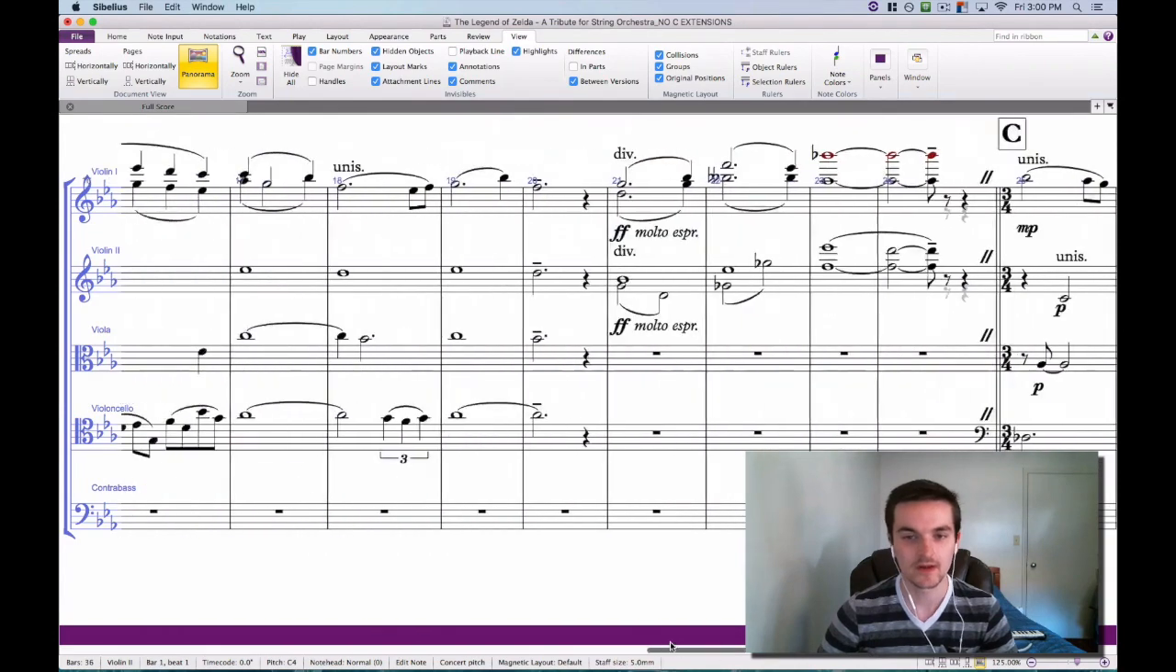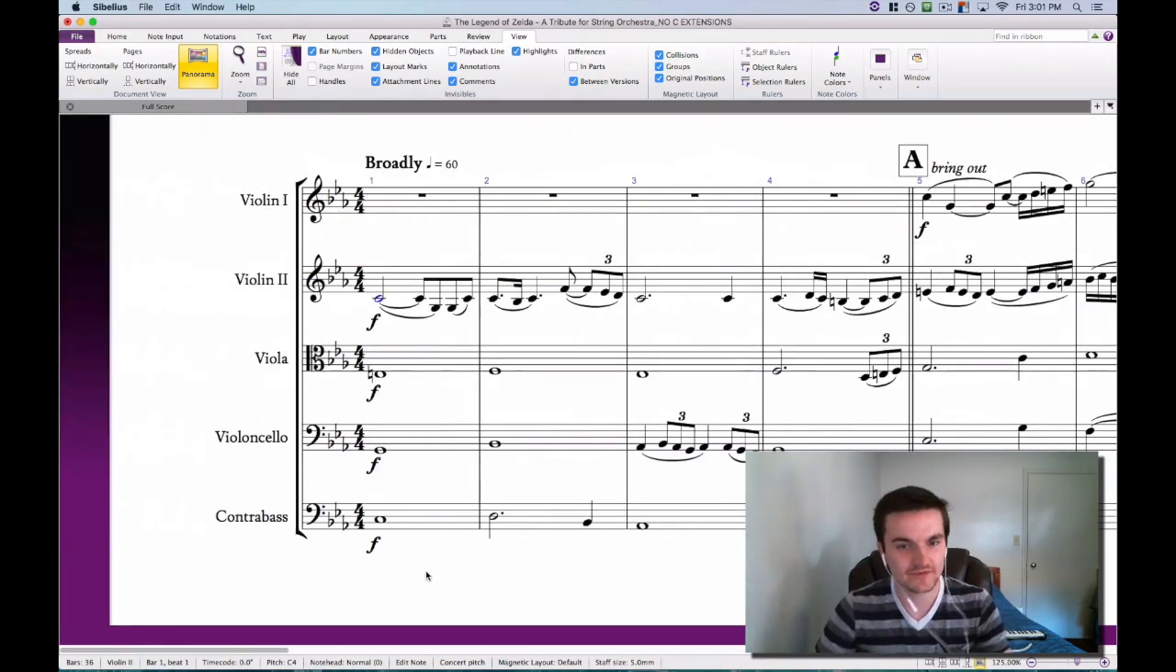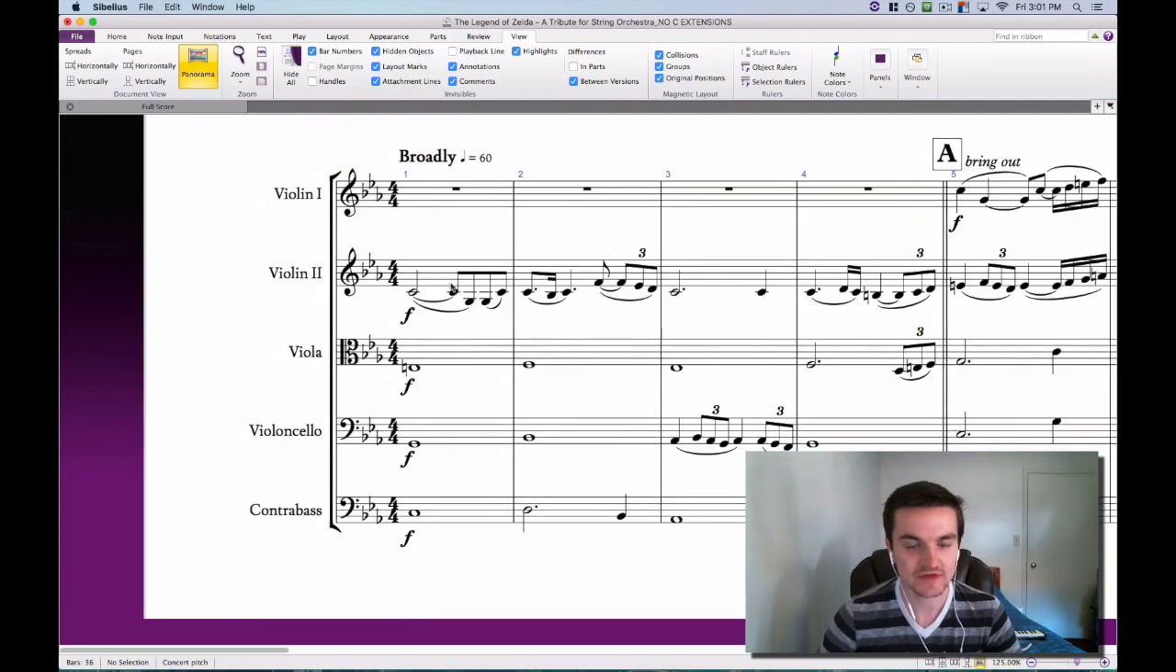Fade to niente. So there are a lot of different types of textures in this. Okay, so first the very beginning.